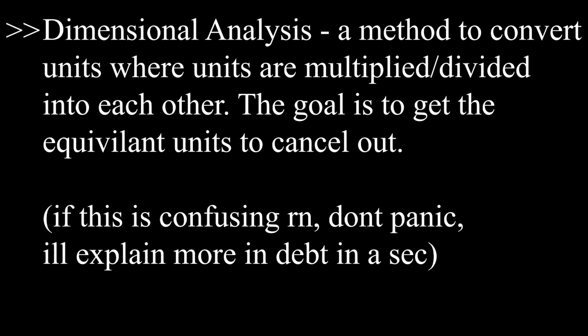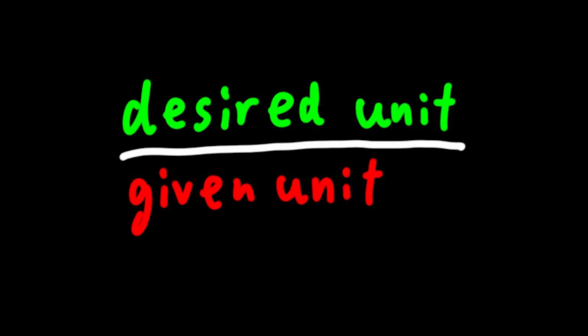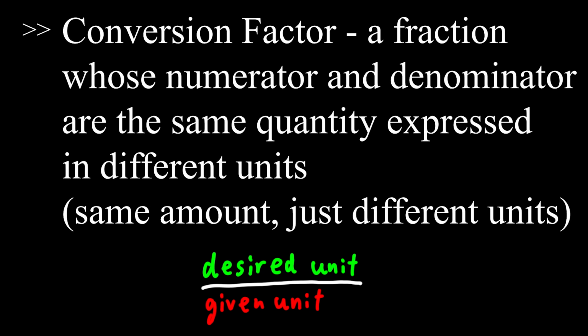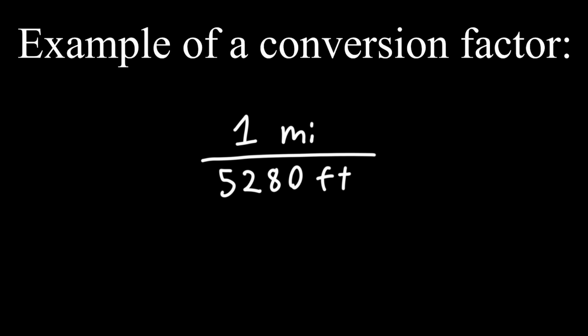Now let's do a little bit of a math lesson. Dimensional analysis is a method for converting units which can be very useful in chemistry. In dimensional analysis, we start off with the number in a specific unit, and then we multiply it by a ratio to get our desired unit. This ratio is called the conversion factor. A conversion factor is a fraction where the numerator and denominator are the same quantity expressed in different units. For instance, 1 mile over 5,280 feet is a conversion factor because a mile is 5,280 feet.